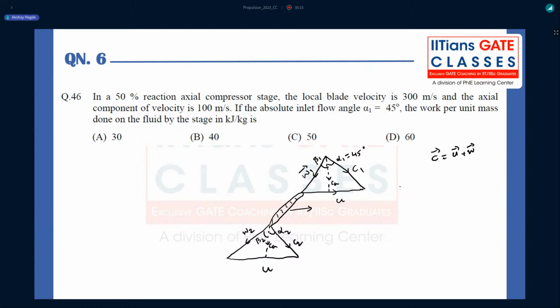So what are the conditions given in the problem? Alpha 1 is given, 45 degree. The blade velocity U is given, 300 meter per second, and the axial component of the velocity, Ca, is 100 meter per second, right? So they are asking you to calculate the work done by the stage on the fluid, right? So the work done by the compressor stage is what we have to calculate.